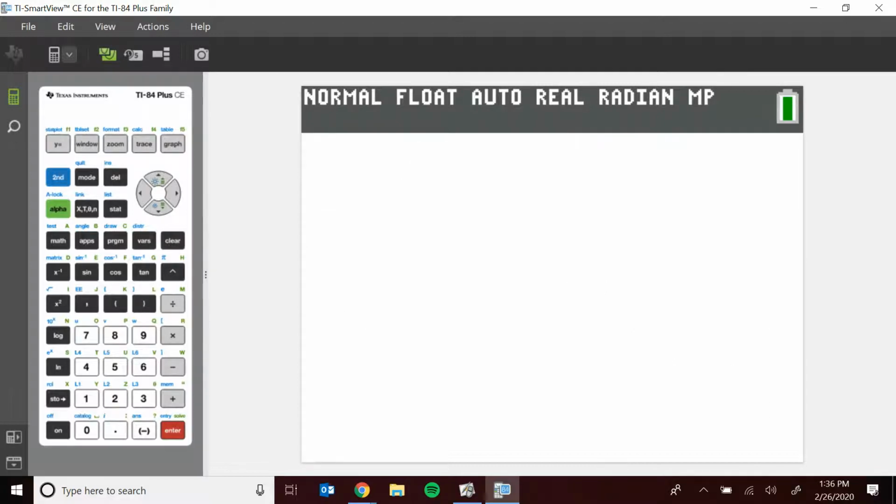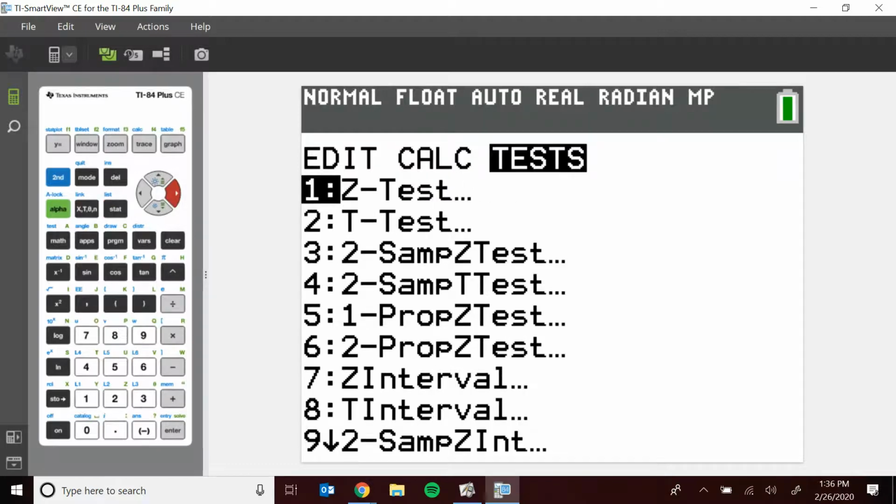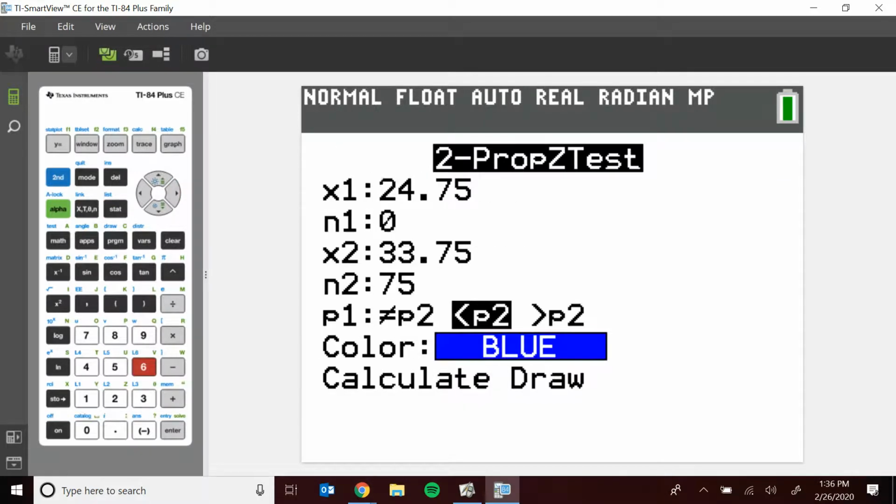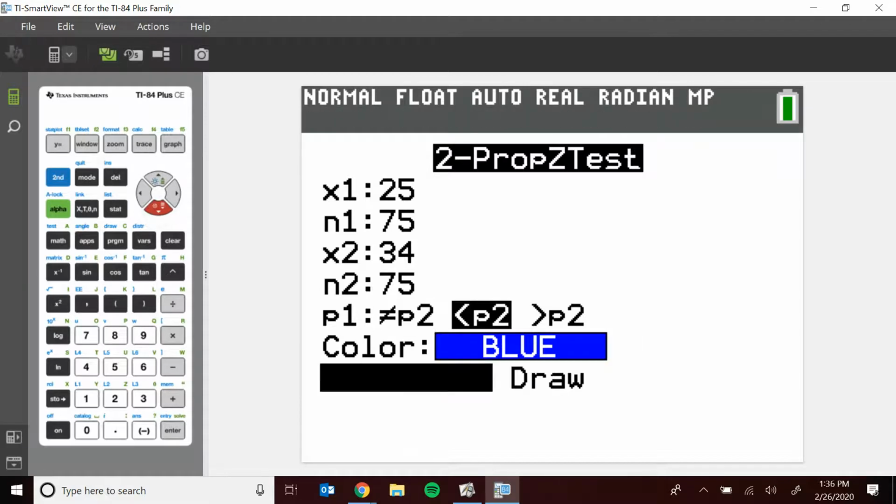So let's quit, go back over there, and let's talk about it. Can you have 24.75 packages of chicken? No, you cannot. The contamination isn't in 24.75 packages of chicken. It's in how many? 25. So this needs to round appropriately. 25 out of the 75 were contaminated. And then the other one, 34 out of the 75 were contaminated. That's how you get it.